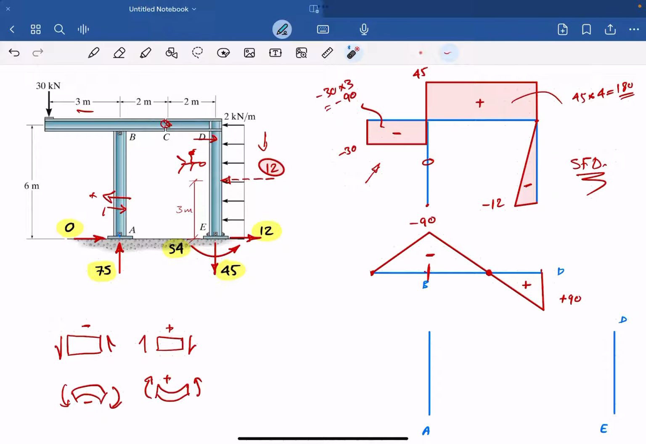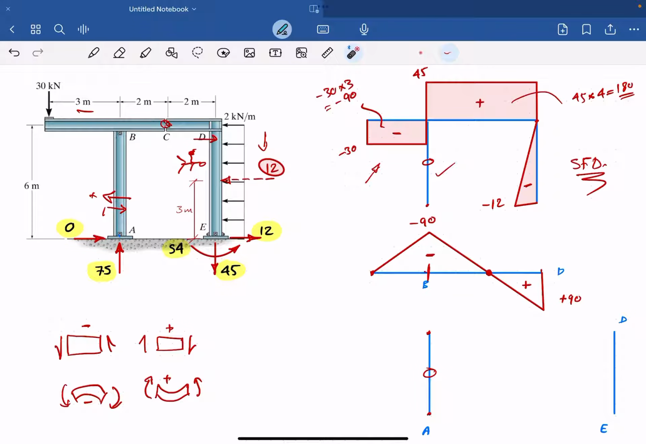For member AB, the shear is 0, so also the moment will be 0, because at the beginning here the moment is 0. At the end, there is an intermediate hinge and there is no load in between. So starting from 0 and ending at 0, and there is no load, the moment here also will be 0, and this is also in agreement with the shear. Let's finish with the last member, which is member DE.